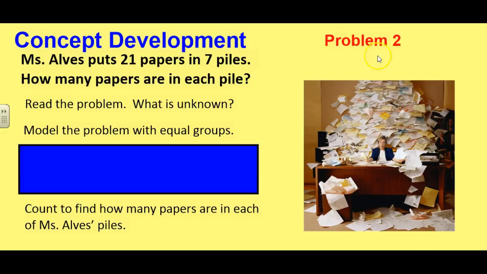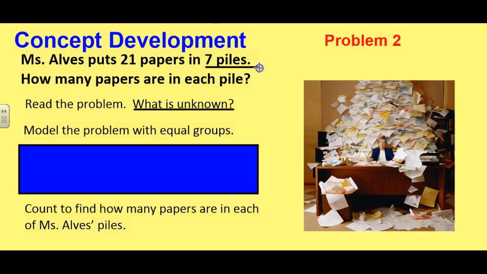So we have to figure out first, what is the unknown? What do we not know? So based on this problem, we're going to find what we don't know where the question is. So what we don't know is how many papers are in each pile. We do know that she has 21 papers, so they told us the total, so we know that we're dividing, and we know that they're going to be in 7 piles.